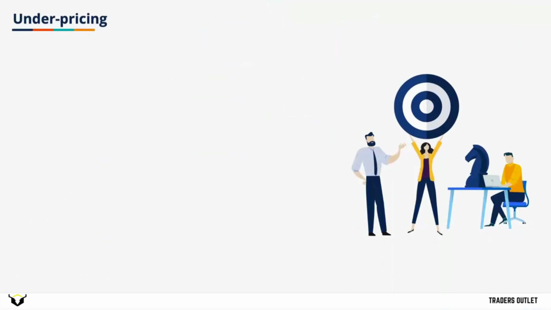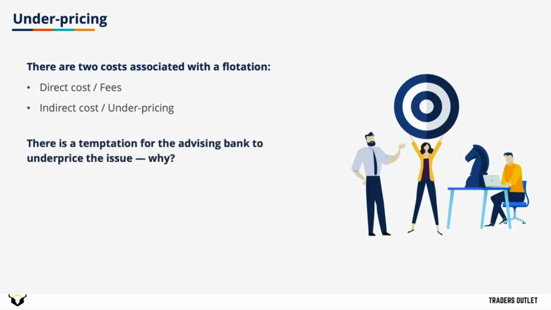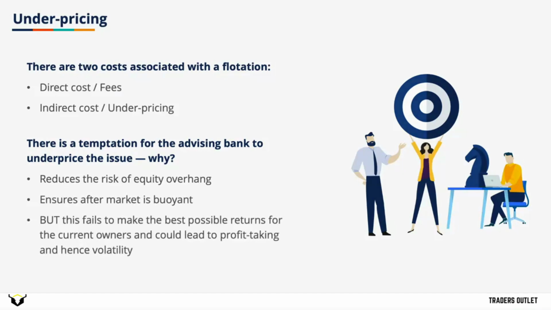Let's take a closer look at the underpricing that happens. There are really two costs of an IPO or flotation. The direct fees, which is the percentage charged by the advisor or investment bank, and then the indirect fees, which is the underpricing. Banks typically want to have some amount of underpricing. It reduces the risk of an equity overhang after the transaction. It ensures that there's a solid secondary trading market, but it doesn't maximize the price for the sellers.